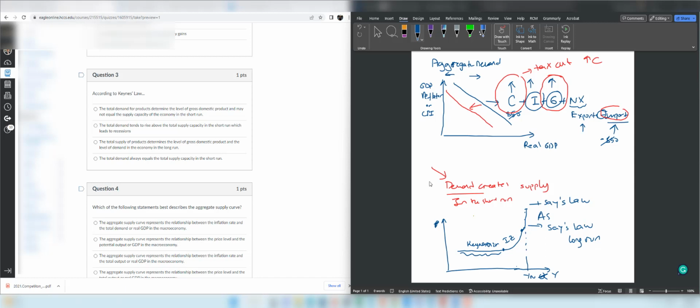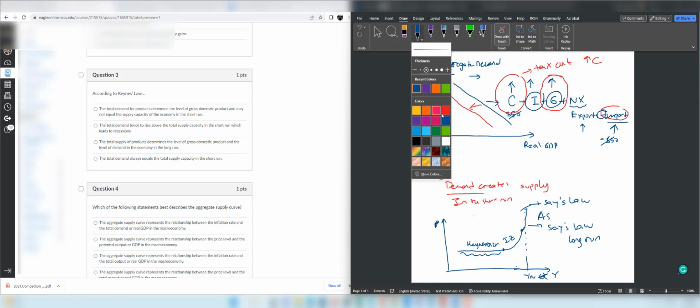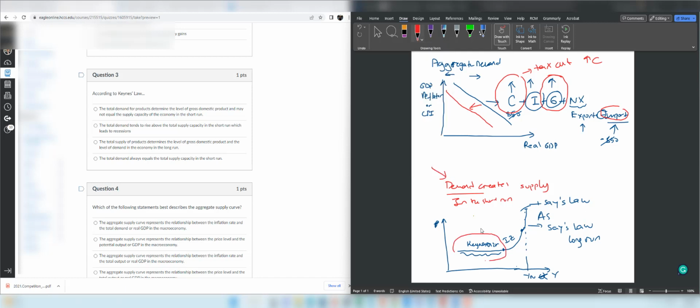So Keynesians argue that unfortunately we are not in this zone. We are usually in the Keynesian zone. Therefore, we are usually below the potential output level. So we are not at the full employment level. Full employment level refers to utilizing all resources. So based on this, we need to find the right answer.